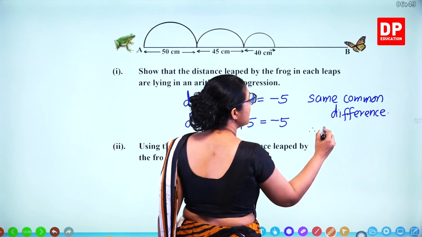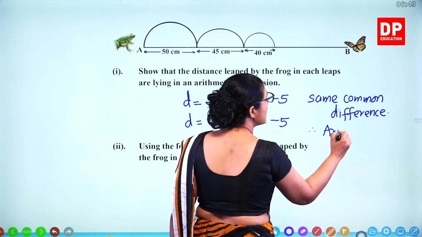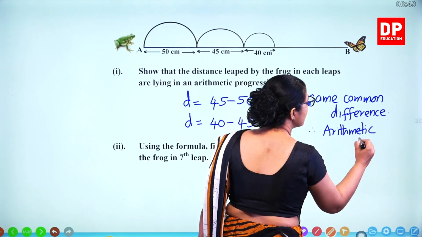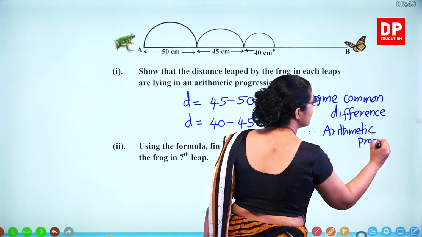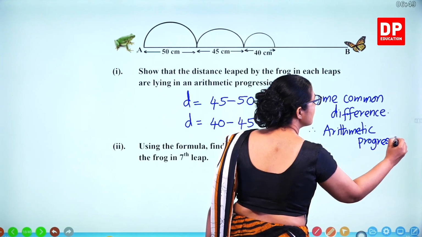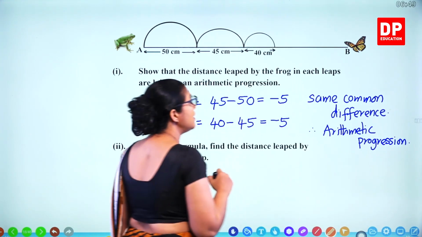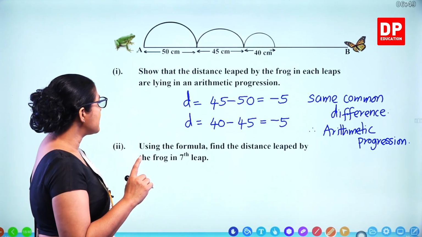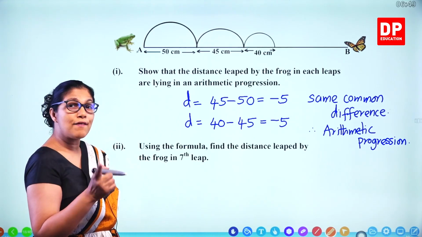So it's an arithmetic progression. Using the formula, find the distance leaped by the frog in the 7th leap.